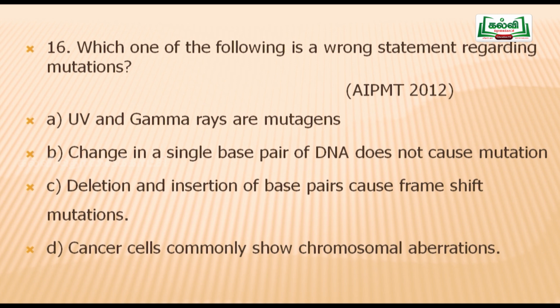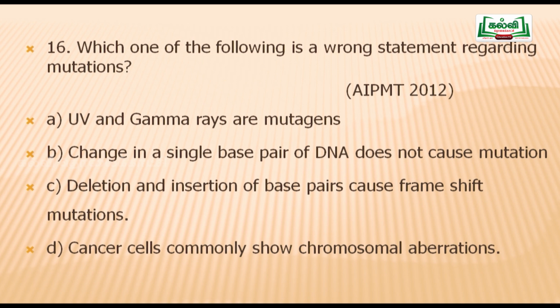Option A, UV and gamma rays are mutagens. Option B, change in a single base pair of DNA does not cause mutation. Option C, deletion and insertion of base pairs cause frame shift mutation. Option D, cancer cells commonly show chromosomal aberrations.